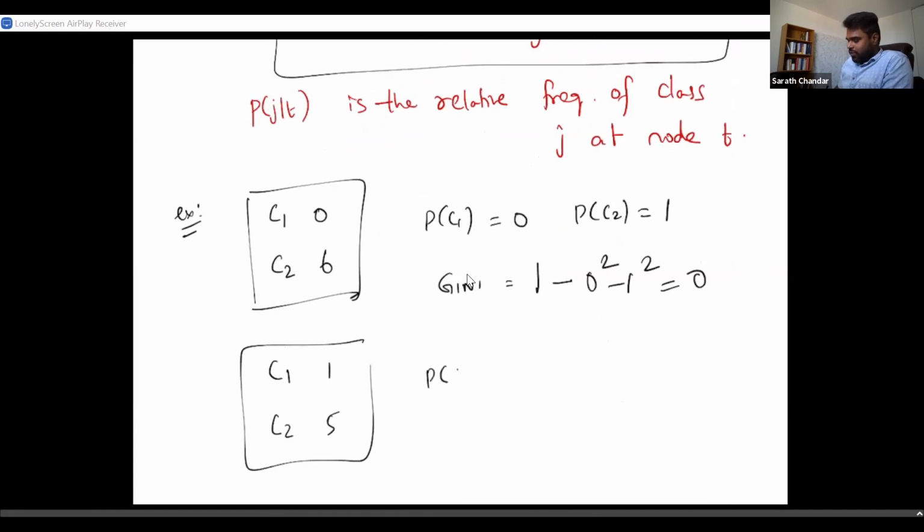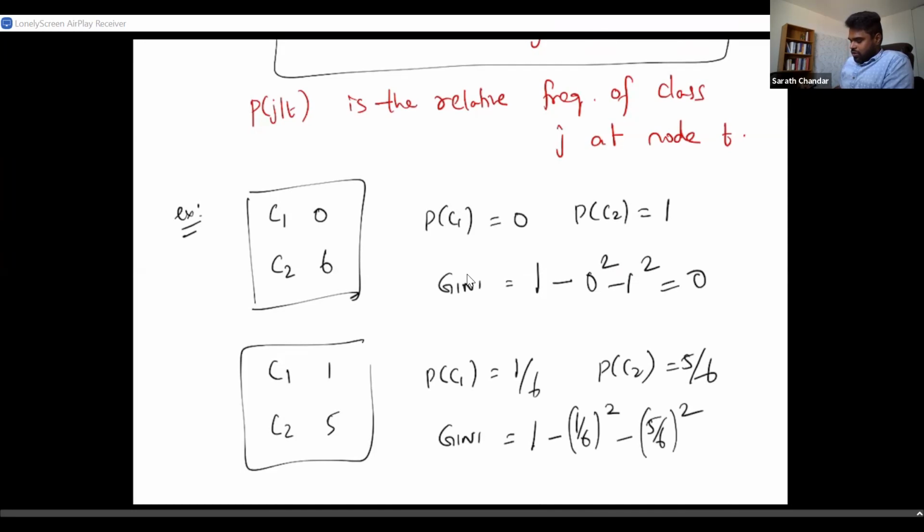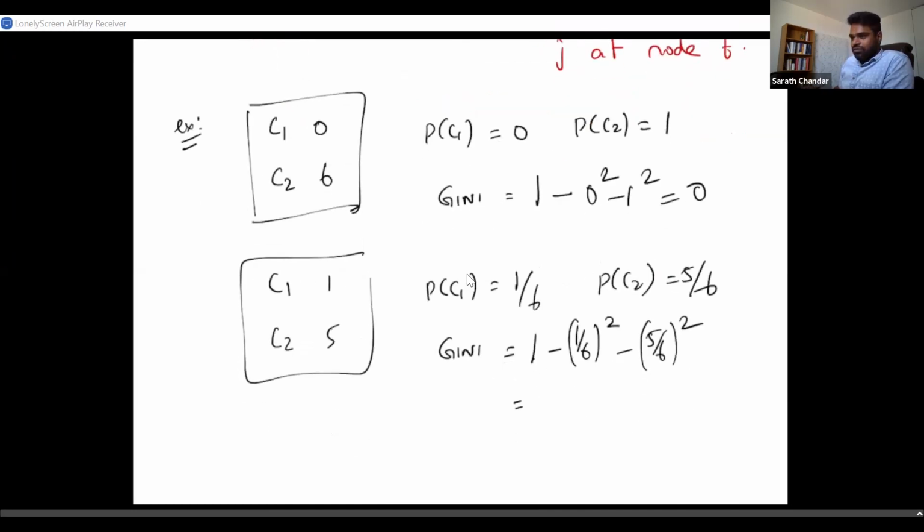Now what is the probability of C1? It's 1 over 6. The probability of C2 is 5 over 6, right? Now my Gini is given by 1 minus (1 over 6) the whole square minus (5 over 6) the whole square. I'm not going to compute it here, so the answer is 0.278.